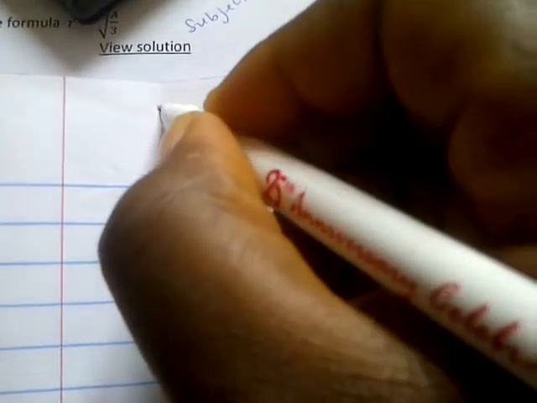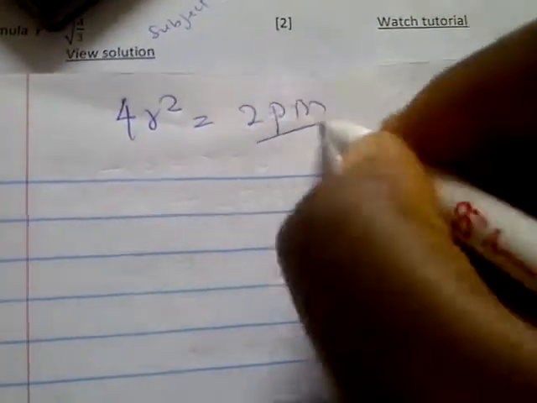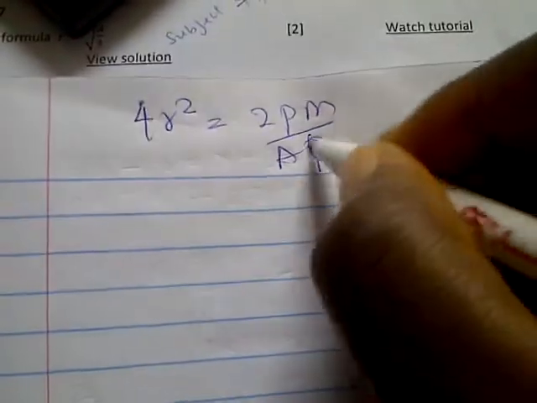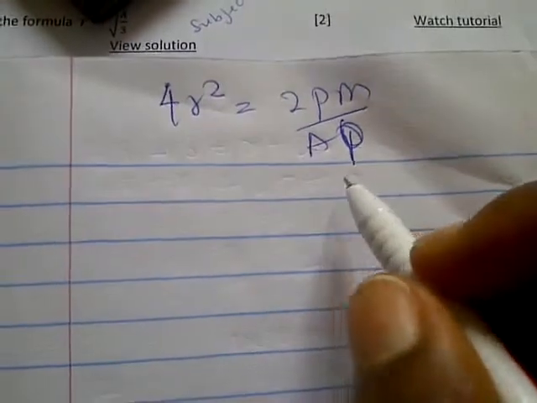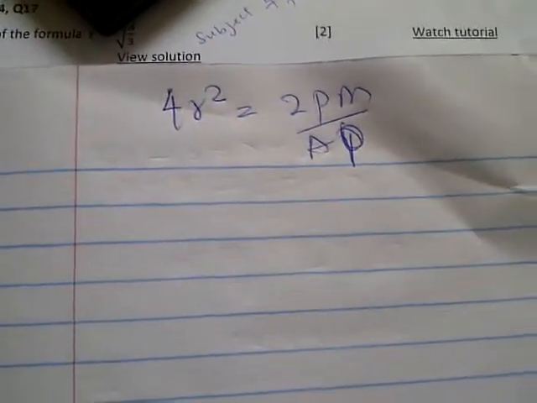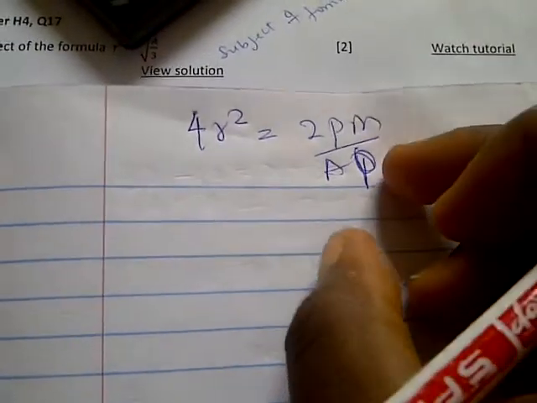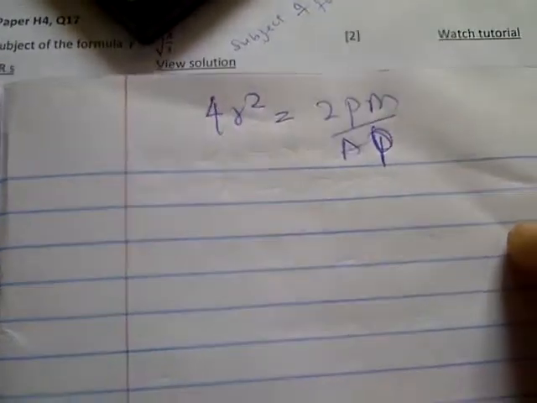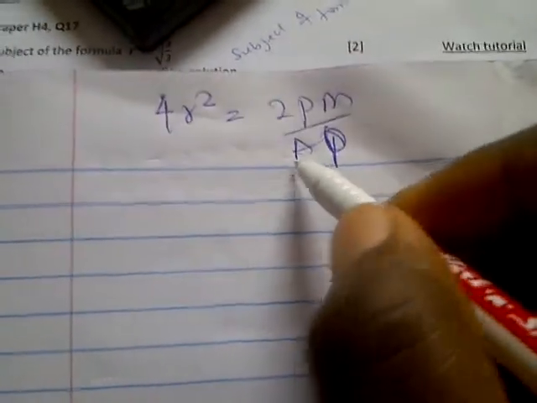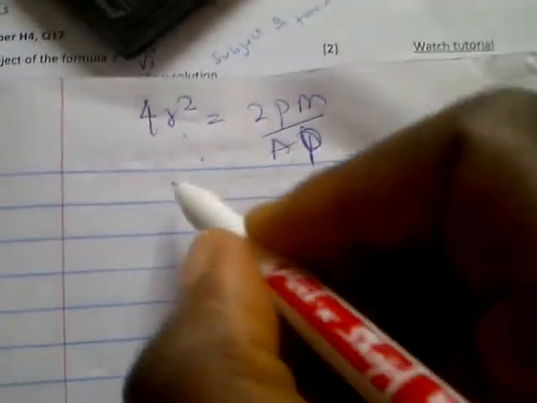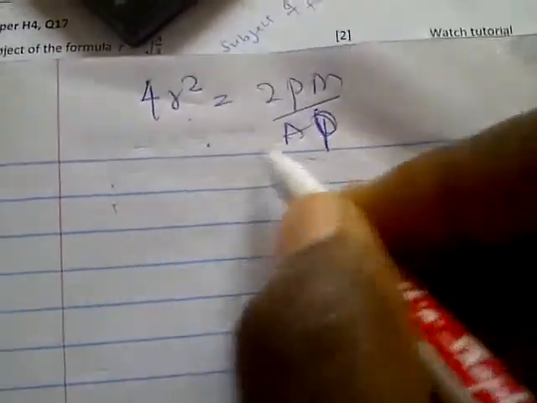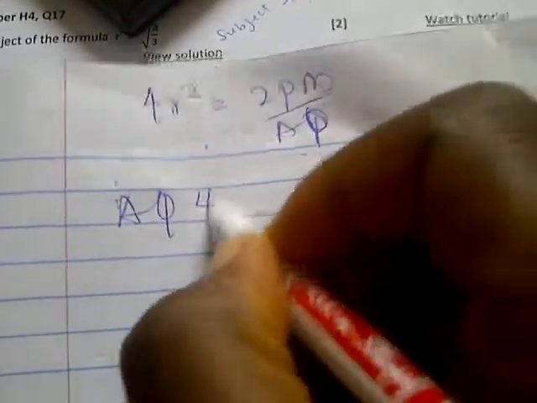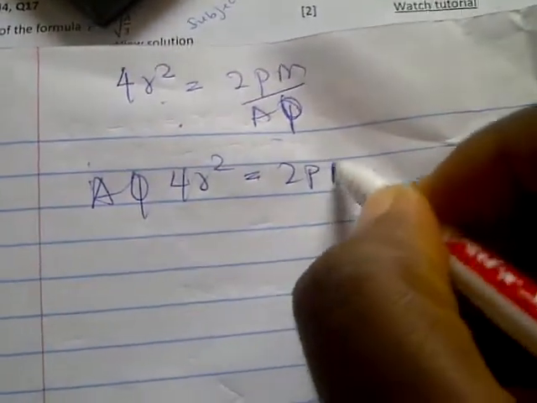Now if we're asked to make A the subject of 4R squared equal to 2pm over AQ, it's still not complex. It's all about taking the one you want to make subject of formula to this side, and then opening it up and making it the subject of formula. For this one, we'll have to multiply both sides by AQ. So multiplying both sides by AQ, you have AQ 4R squared equal to 2pm.